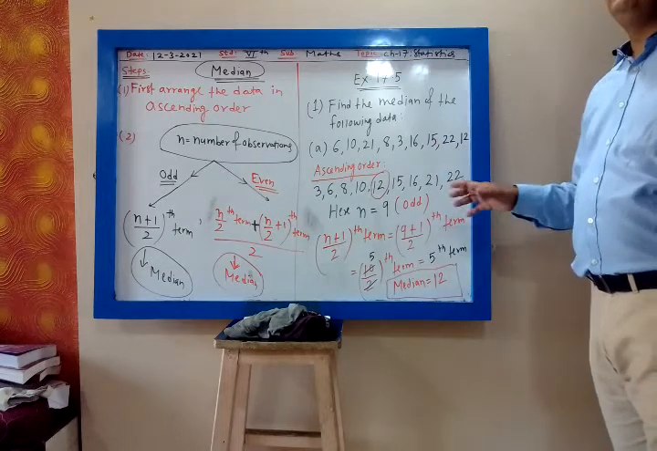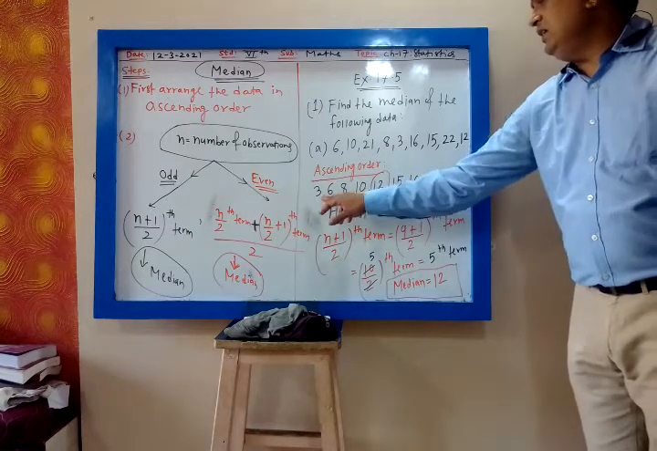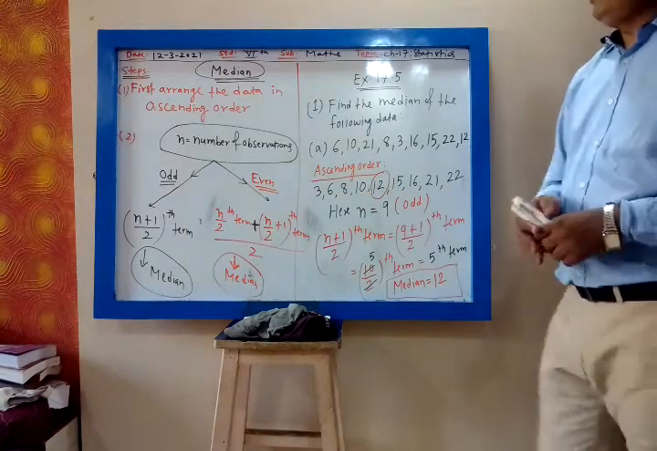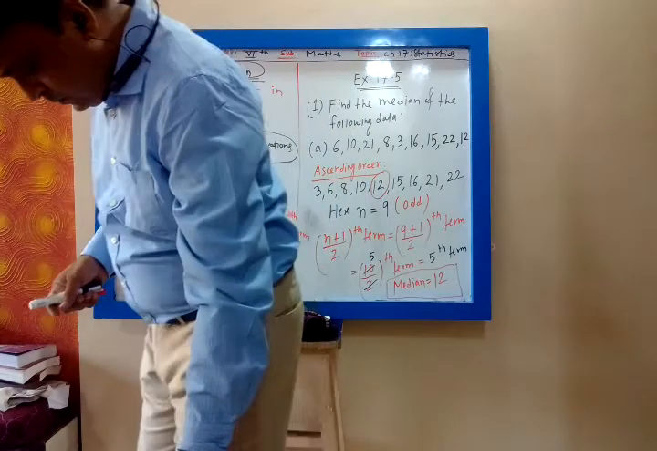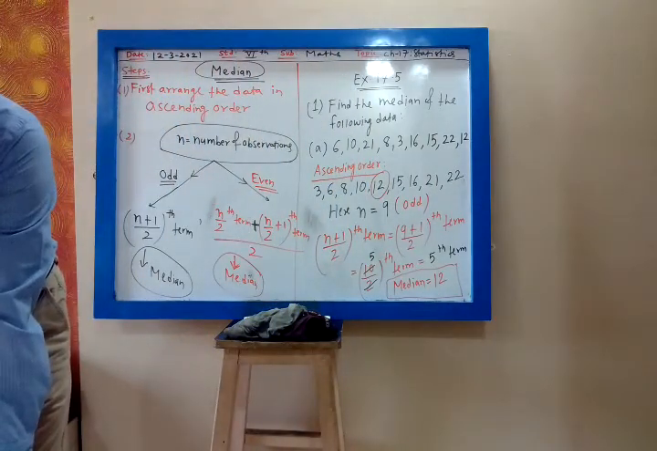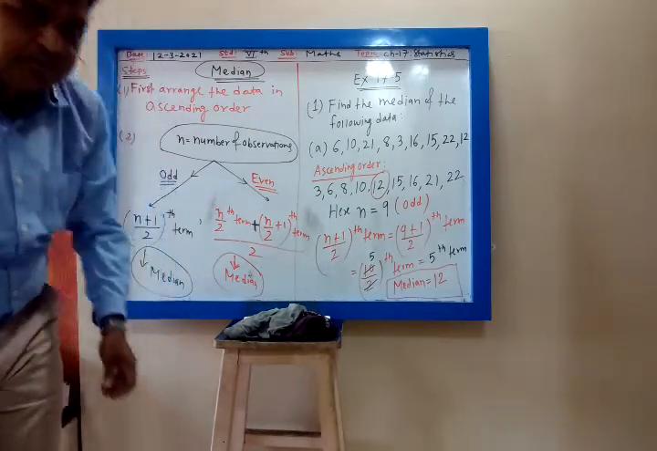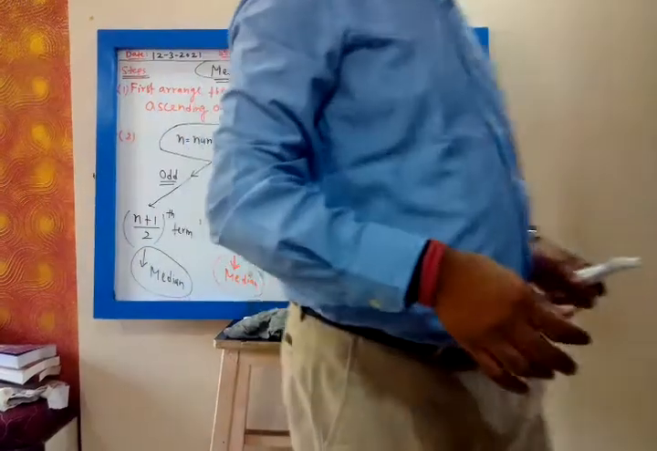Median is not 5. Median is the 5th term, and the 5th term of the data is 12. So the median is 12. Is it clear? Median is the 5th term.